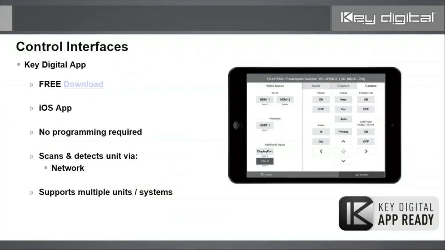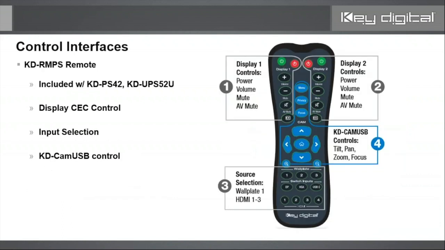So this is a closer look at the Key Digital app. It is a free download from the iOS App Store. There's no software or activation required, and you see there's no programming required to build a complete conference room in a box. There is video switching, there is audio, volume, and microphone control, there is PTZ control, and there is display and projector control over CEC. It gives you everything you need without any programming required.